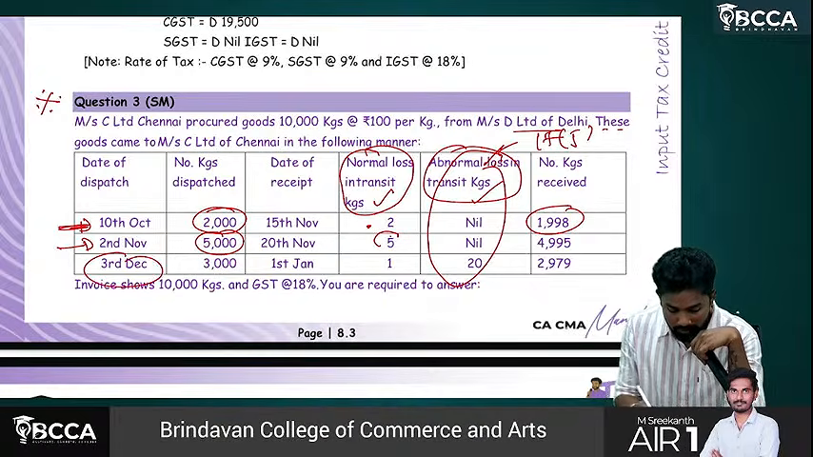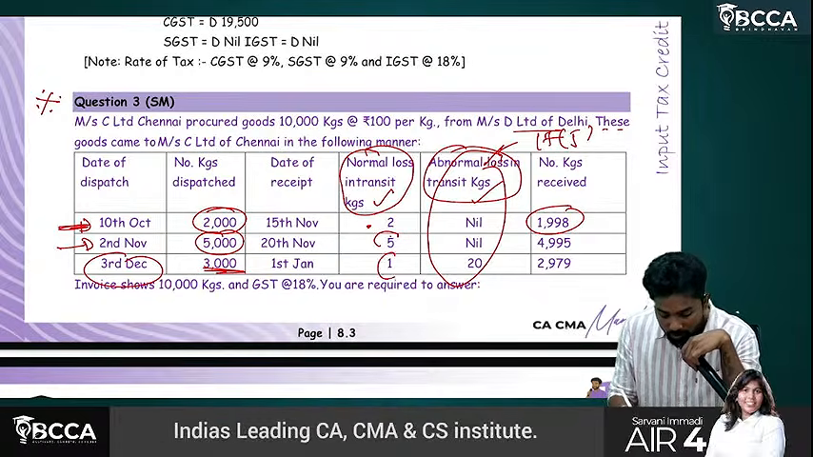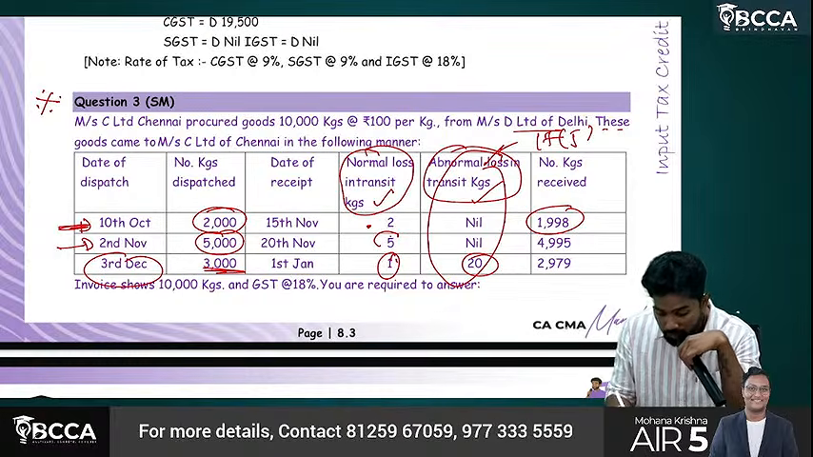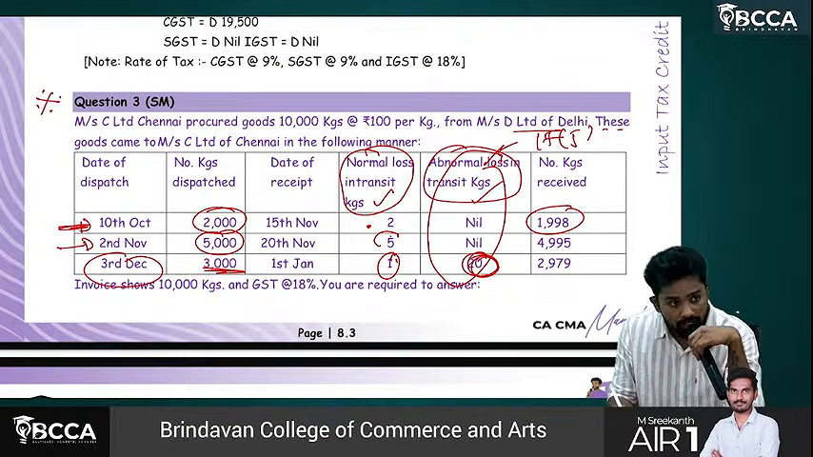Then 3rd December, 3000 kgs. How much is the normal loss? 1 kg. This is fine. But there is abnormal loss of 20. So with respect to this 20 kgs, you cannot avail ITC.